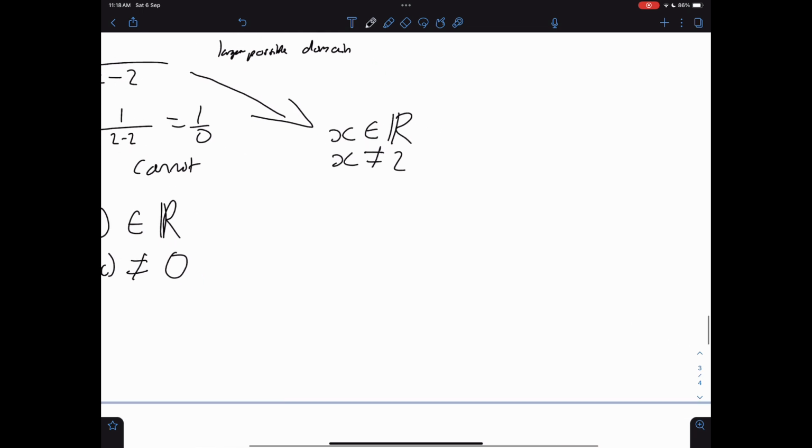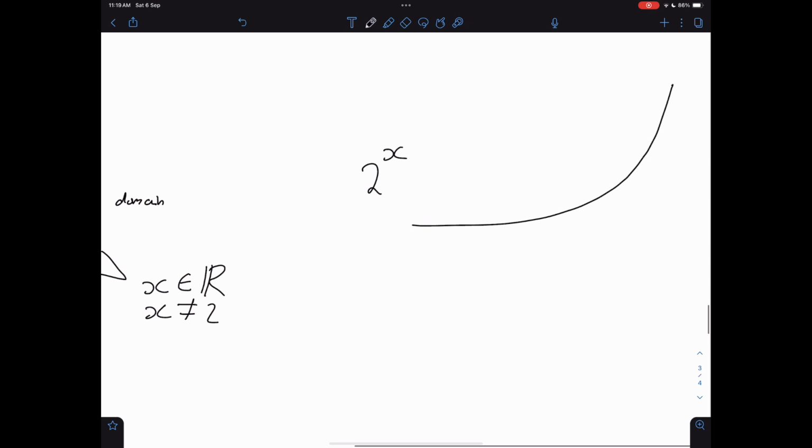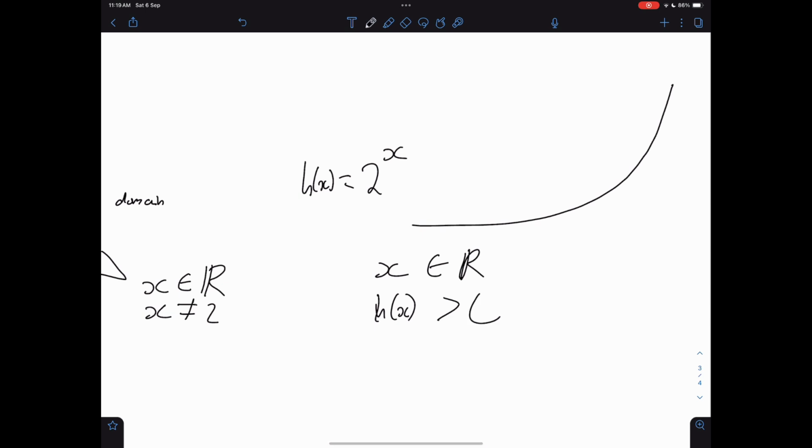We might have something like an exponential, for example, 2 to the power of x, you know that would look like that. You can't get it to equal 0, but x can be an element of any real numbers, it really doesn't matter. So what's h of x? H of x is always going to be greater than 0, strictly greater.